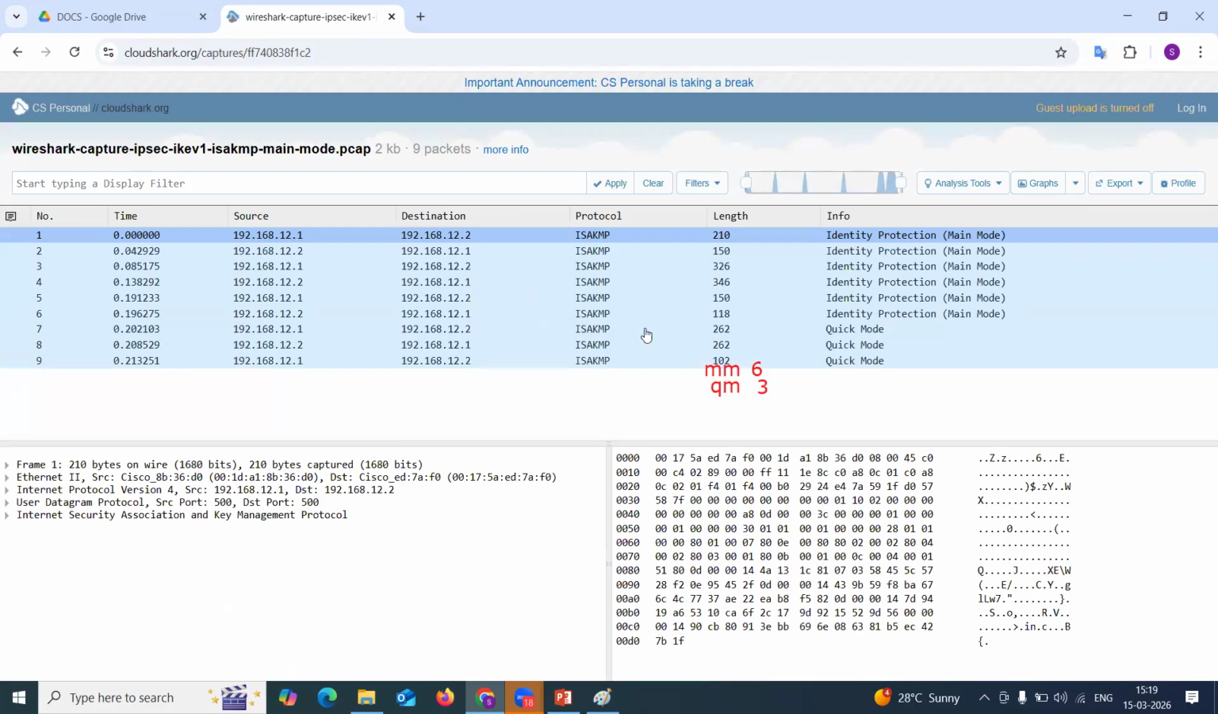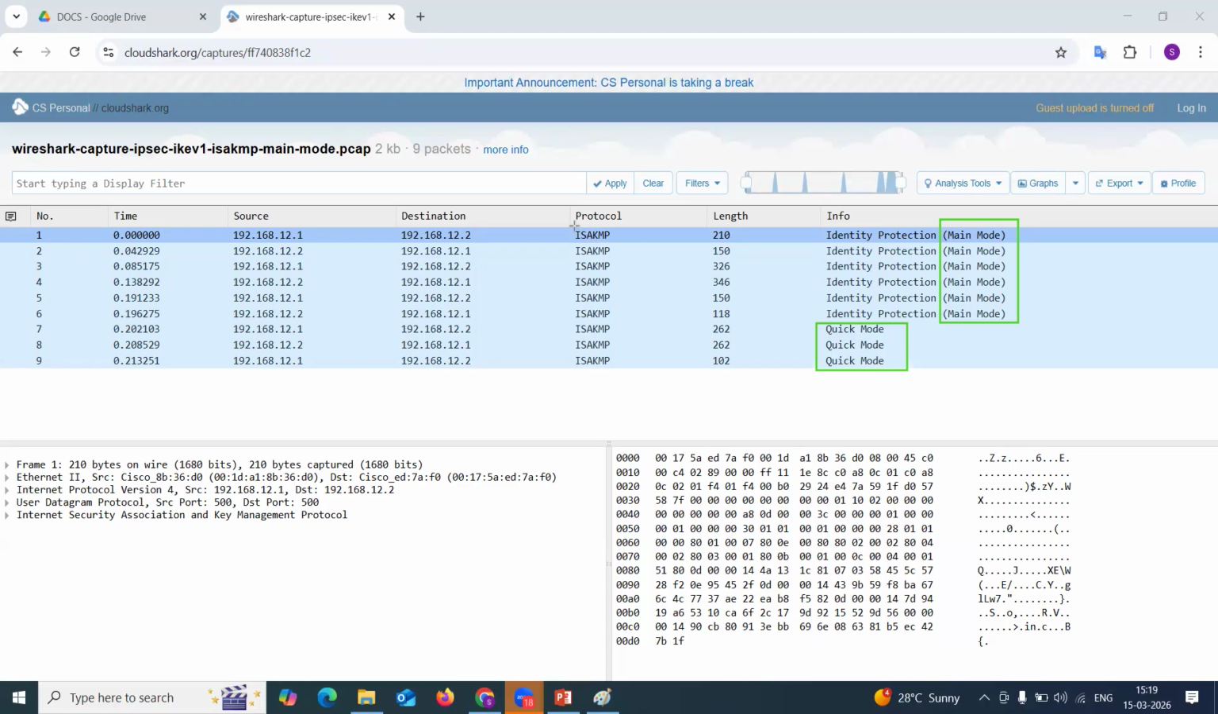Okay, this is the packet. Now you guys can see here. This is a Wireshark packet, a PCAP file. PCAP is the extension of Wireshark. You see, this is main mode. Guys, count it. How many messages are there for main mode? 6. And for quick mode, how many messages? 3. So total 9 message exchanges.